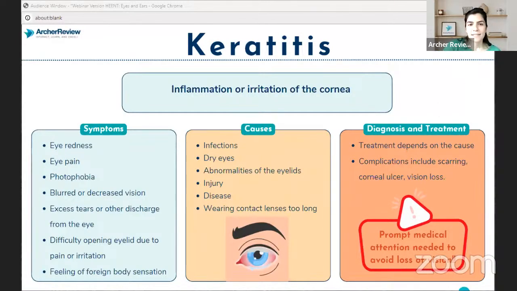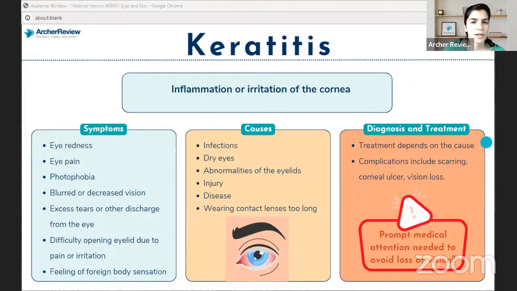All right, so keratitis. This one's kind of a biggie. My main thing that I want to point out with keratitis for you, again, we're going back to our anatomy. So what is keratitis? It's inflammation and irritation of that cornea, right? And there are a lot of different types of keratitis, and it depends on the layer of that cornea too, different causes.